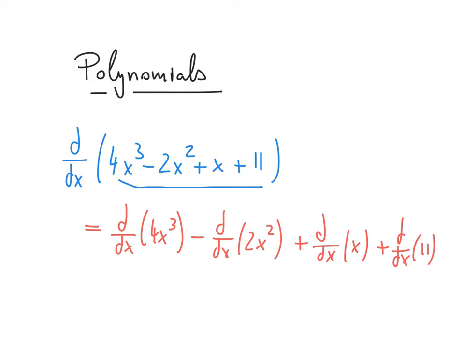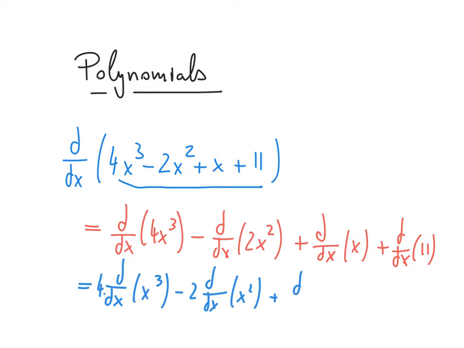So let's do that. So this would be 4 times d dx of x to the third. Now same thing here. We have a 2, so minus 2 times d over dx of x squared. Here we don't even have a constant multiple for the next one, so that would just be d dx of x. And then we have d dx of plus 11, which is just a constant function, right?